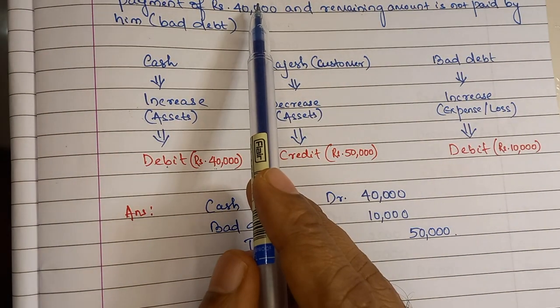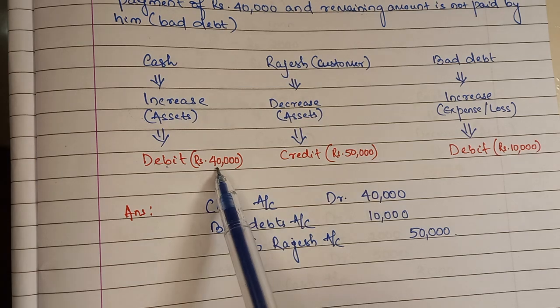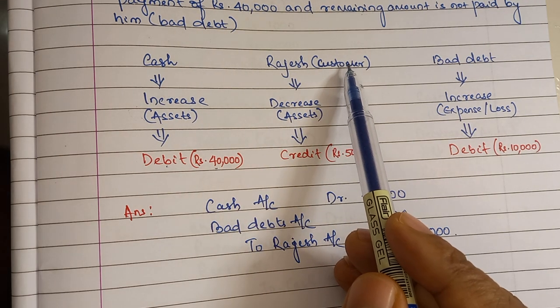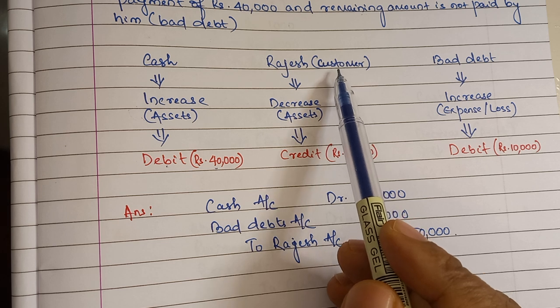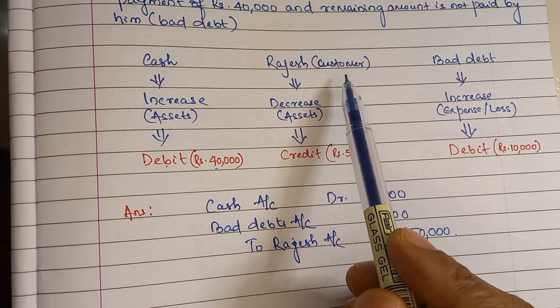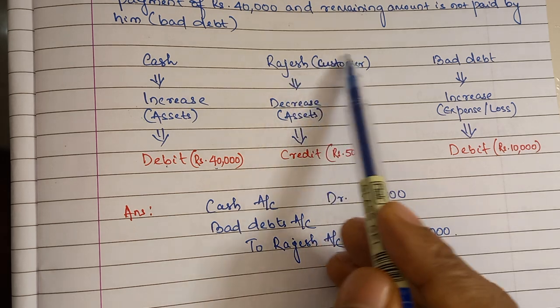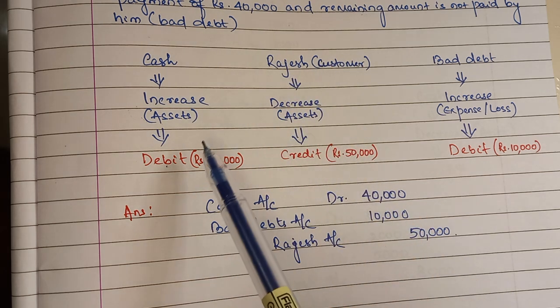What is the amount you are receiving? You are receiving 40,000. So you have to debit 40,000. Now Rajesh, who is a customer, is an asset for the company, right? Any customer outstanding is an asset because that has to be converted within 12 months or within a shorter period. So Rajesh's customer balance has decreased because he paid 40,000.